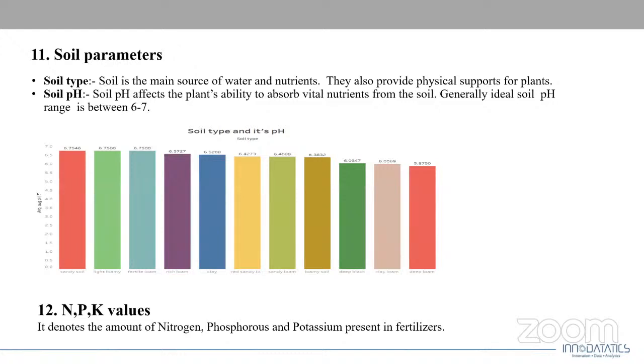Next slide. Soil parameters. It mainly includes soil type and its pH. The soil is very important for crops because it is the main source of water and nutrients, and it also provides physical support. The bar graph represents soil type and its average pH seen in Medak district for the crops that we have chosen. And NPK value simply denotes the amount of nitrogen, phosphorus, and potassium required in the fertilizers.